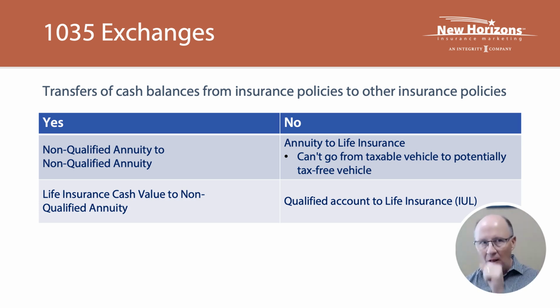So some no's. You cannot go from an annuity to a life insurance policy. I've got just the opposite: I've got money in an annuity and I want to move it into a life insurance vehicle. I cannot do that. We actually have a couple of carriers where there's a creative way to get that done, which we won't get into right now. But overall, typically, you cannot go from annuity to life. You can go from life to annuity.